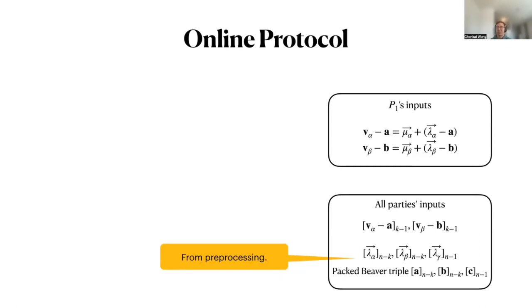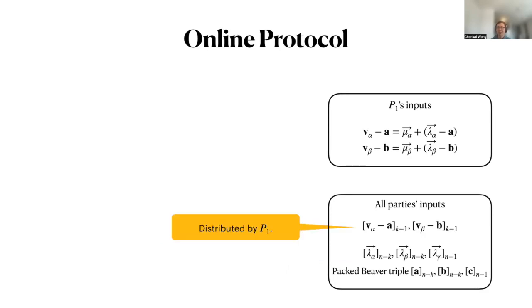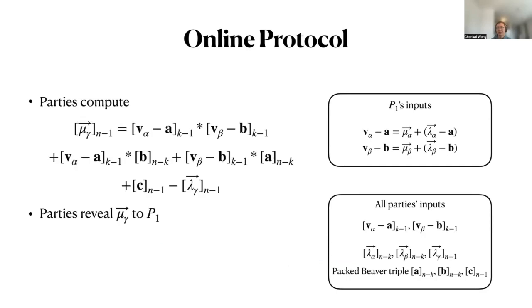So our actual online protocol goes like this. During the preprocessing phase, the parties will obtain the shares of lambda alpha, lambda beta, and lambda gamma. They'll also obtain a packed Beaver triple ABC. And during the circuit-dependent preprocessing, they'll manage to have P1 compute the values of V alpha minus A and V beta minus B. P1 will distribute these values as the packed Shamir shares with degree k-1. Using these values, it's enough for parties to compute the shares of mu gamma in this way. And at last, parties will reveal the shares of mu gamma to P1, who will reconstruct this vector.